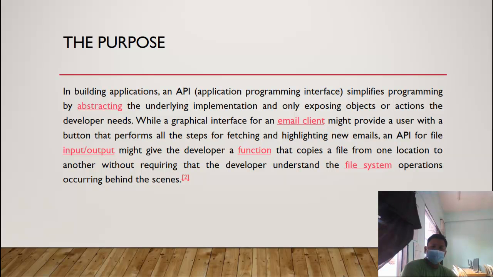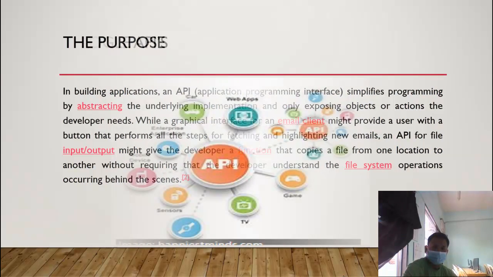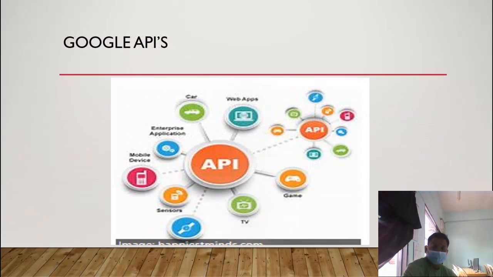While a graphical interface for an email client might provide a user with a button that performs all the steps for fetching and highlighting new emails, an API for file input or output might give the developer a function that copies a file from one location to another without requiring that the developer understand the file system operations occurring behind the scenes. Google APIs.